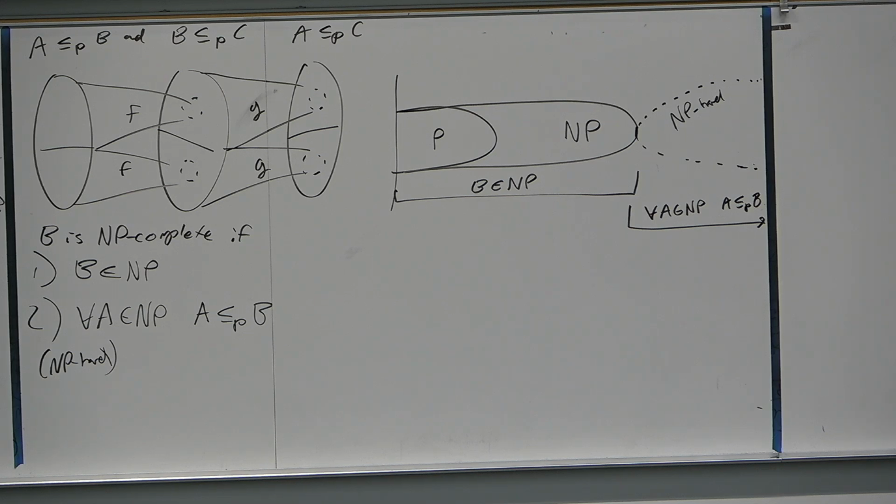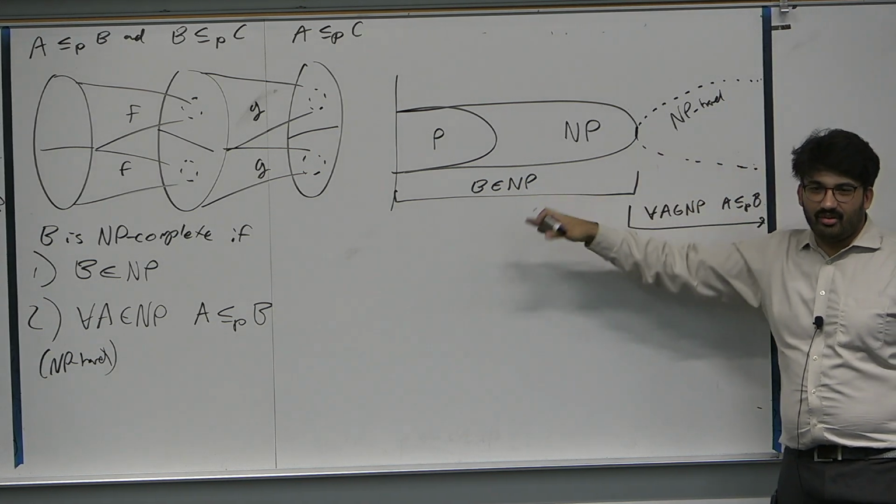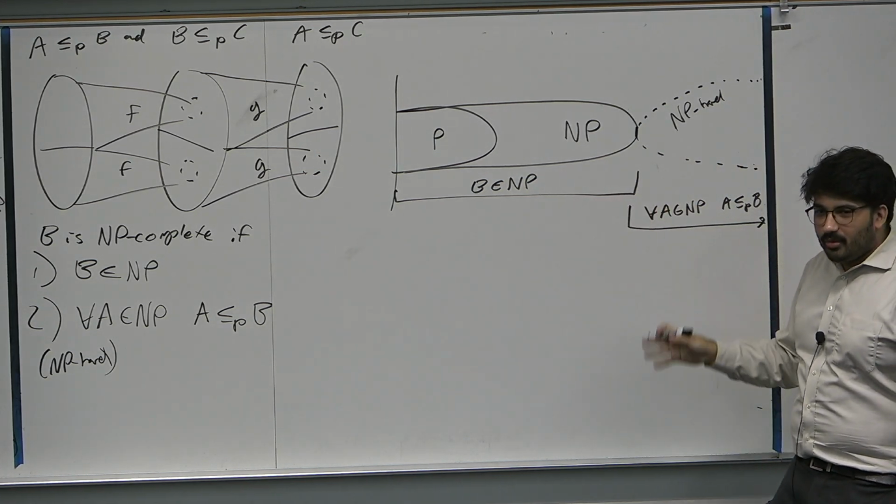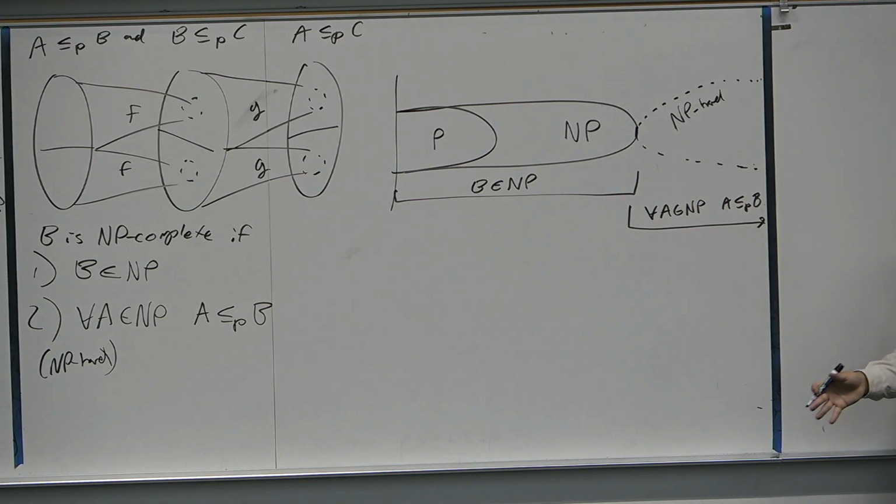Every problem in NP reduces to it. So it's something harder than NP, but it's not too hard because you can still verify it. That's what we mean when we say a problem is NP-complete. It's the hardest problems that are in NP.